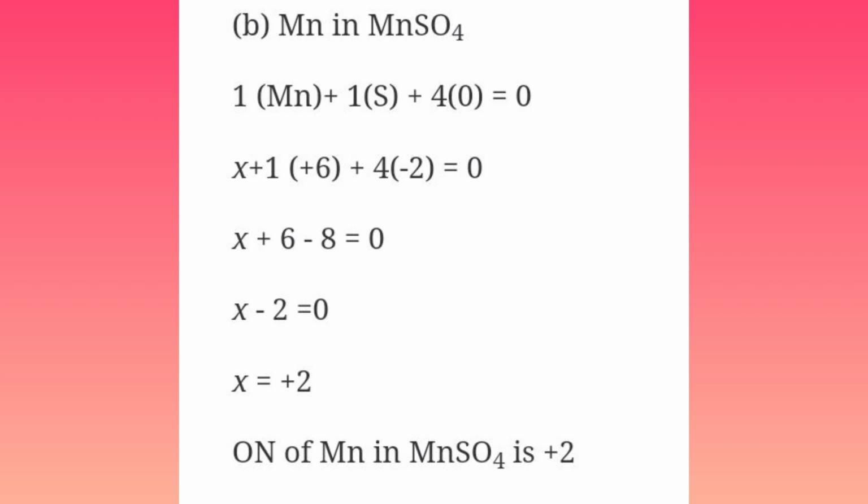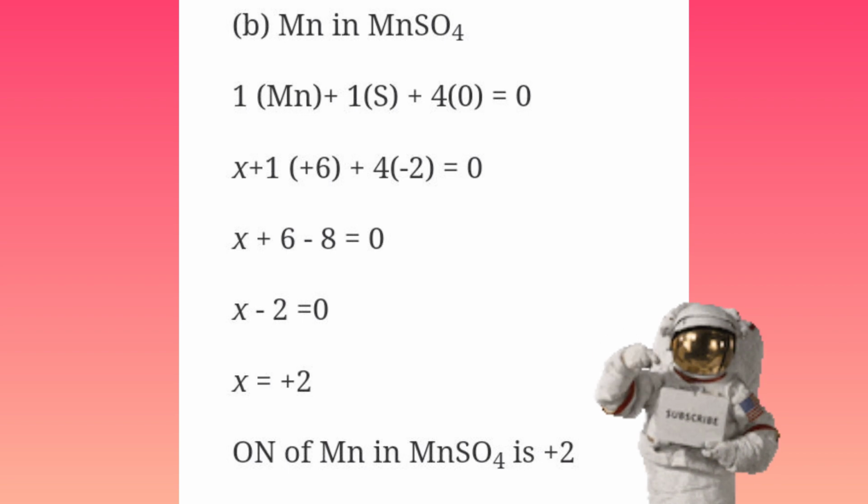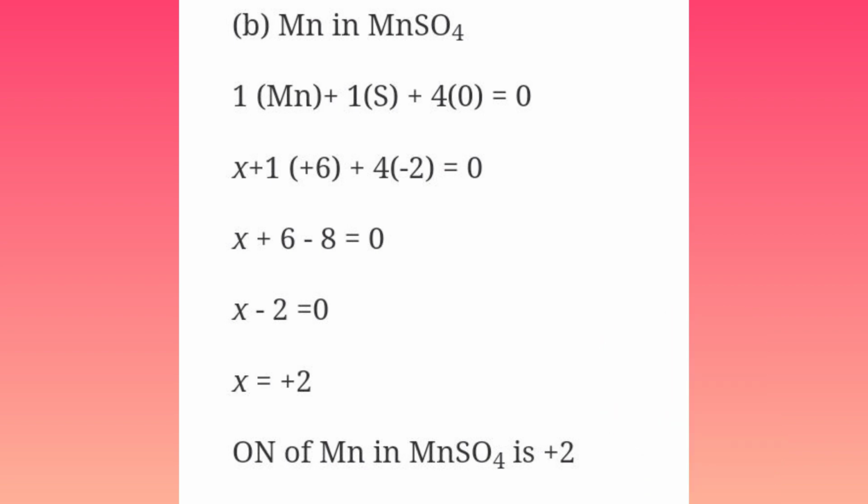Answer. Mn in MnSO4. 1 Mn plus 1 S plus 4 O equal to 0, x plus 1 times plus 6 plus 4 times minus 2 is equal to 0, x plus 6 minus 8 is equal to 0, x minus 2 is equal to 0, x is equal to plus 2. Oxidation number of Mn in MnSO4 is plus 2.